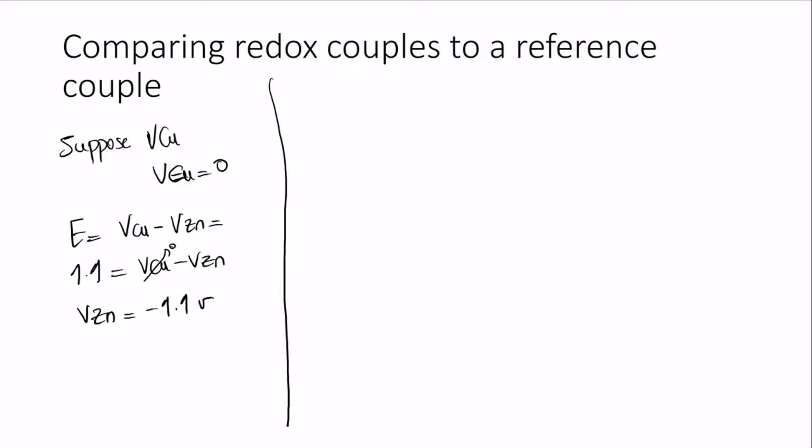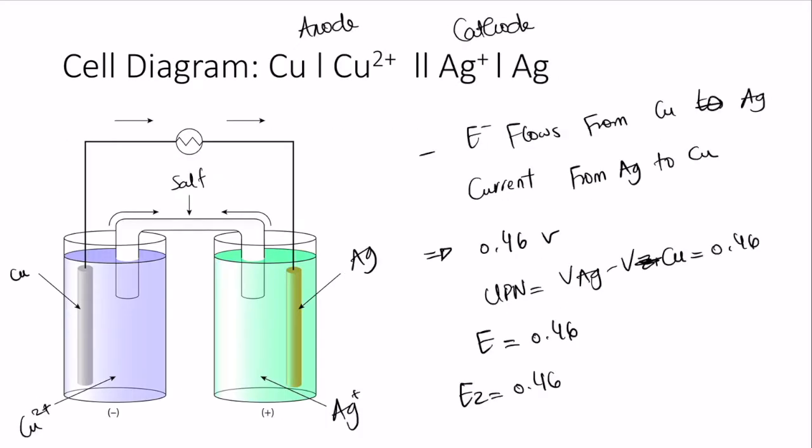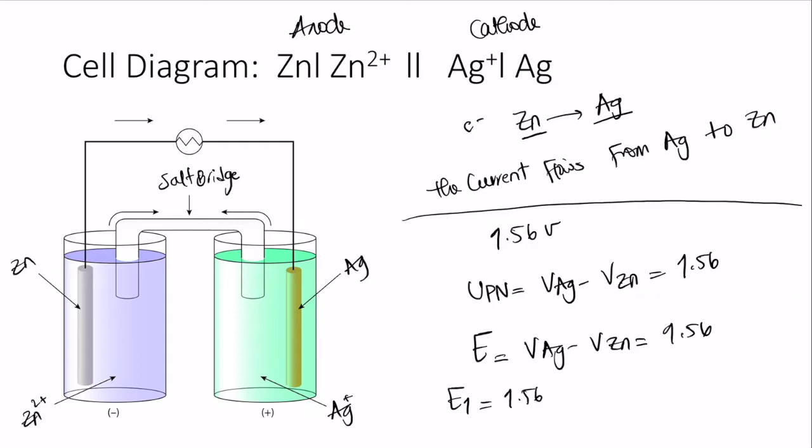Now, let's calculate for Zn and Ag. Now we have the Zn and Ag. The electromotive force is equal to 1.56.